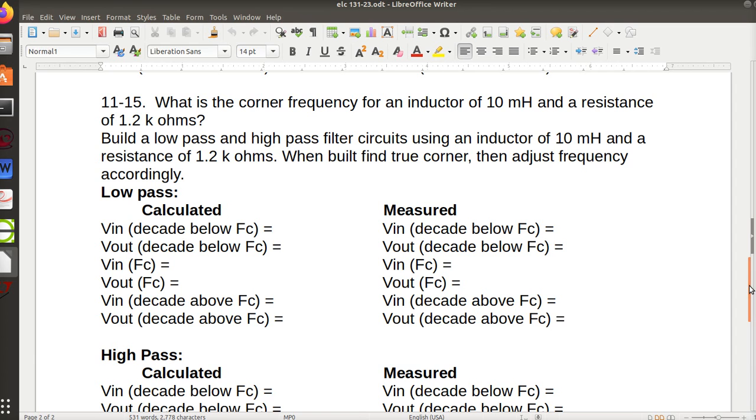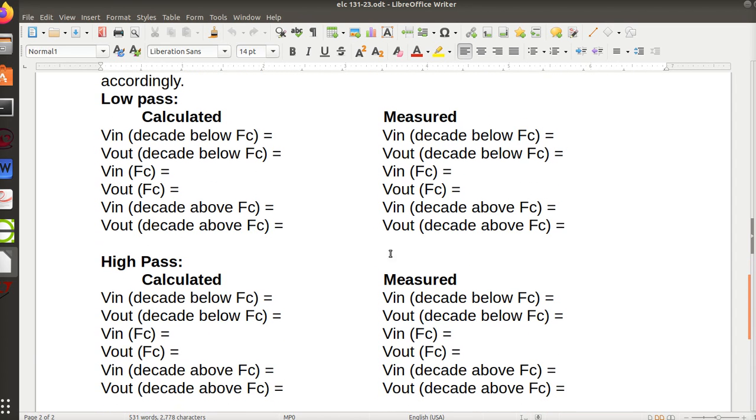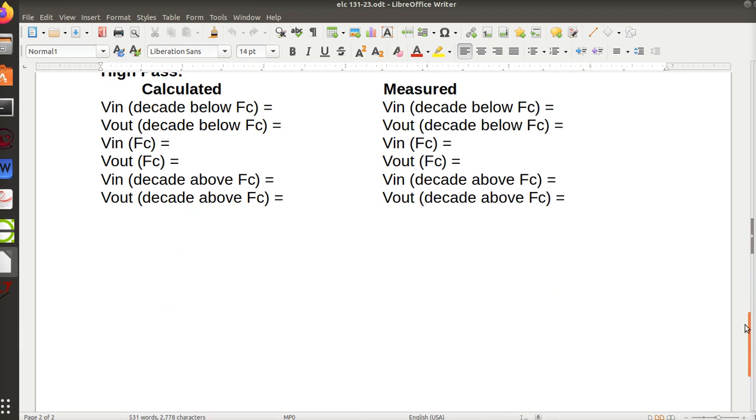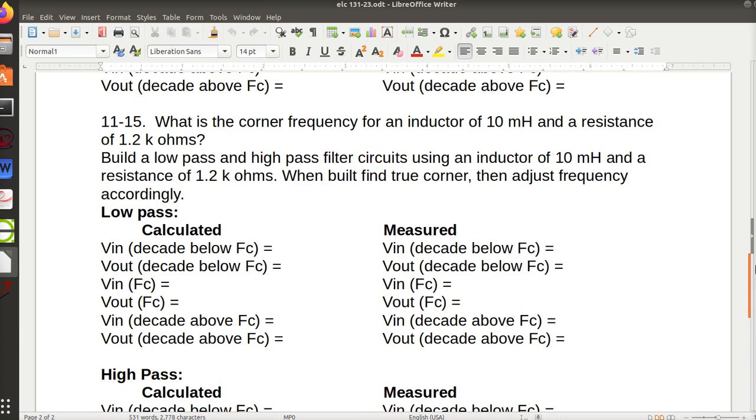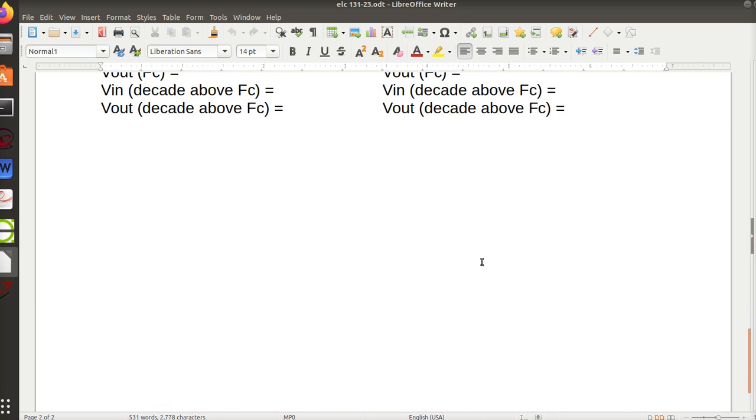And so for the last part of the worksheet, I'm asking you to do it. Decade below, remember, is divide the frequency by 10. Decade above means multiply the frequency by 10, the corner frequency. And FC is the corner frequency, which you got to calculate. And so then you can go in and see what they all will be. And that completes that worksheet.